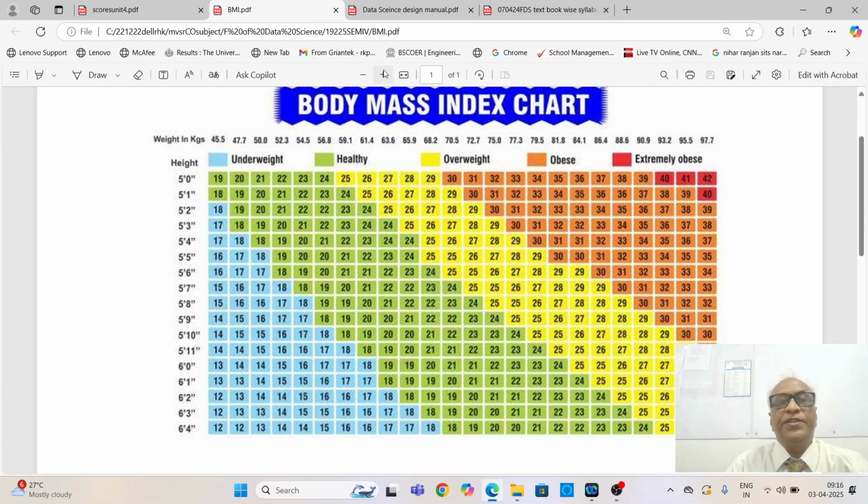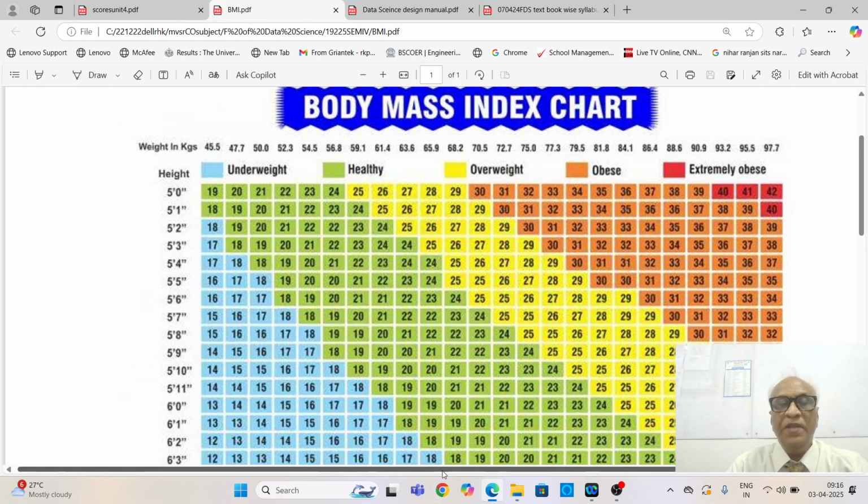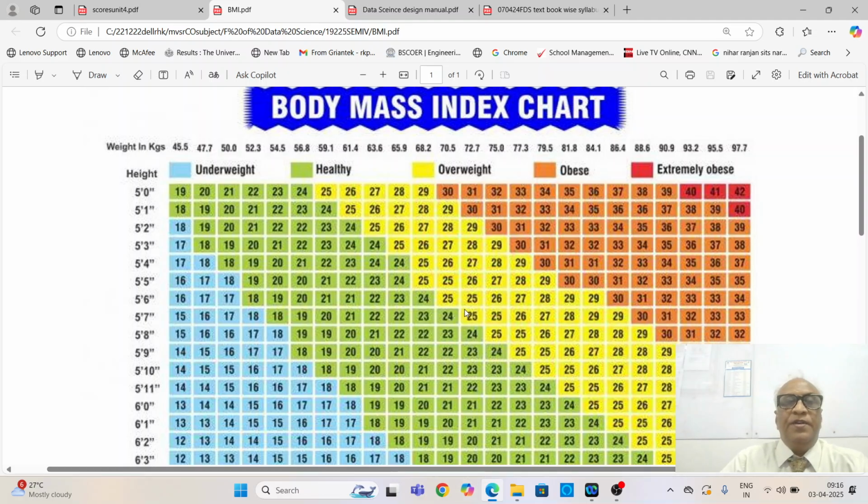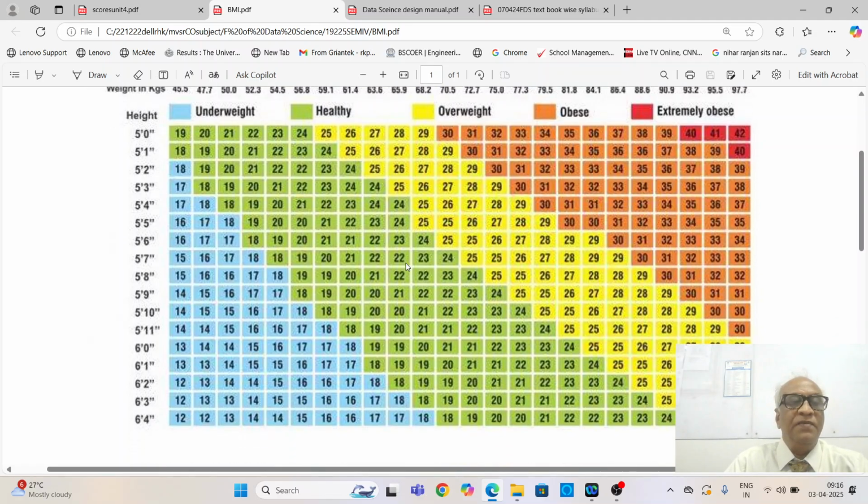You can see this chart of body mass index, which is a well-known measure for health and overweight and obesity. Say for example, my height is somewhere around 5'4" and my weight is somewhere around 80. So I come under the category of obese and my target should be going down to healthy, which can be around 65.9 kgs.